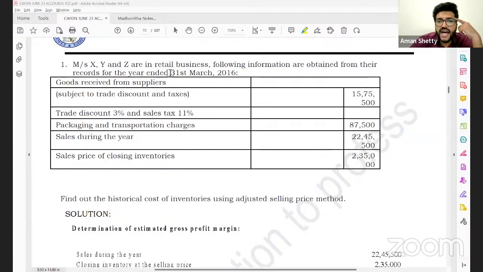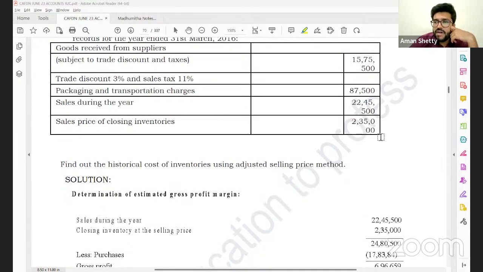X, Y, and Z are in retail business, using the adjusted selling price method. The following information is obtained from their records. Goods received from suppliers subject to trade discount and taxes: 15,75,500. Trade discount 3%, sales tax 11%, packaging and transportation charges. Sales during the year and the selling price of closing inventories are given. If you remember, you have to prepare the trading account and value the closing stock at the selling price itself, and then find out the gross profit percentage.